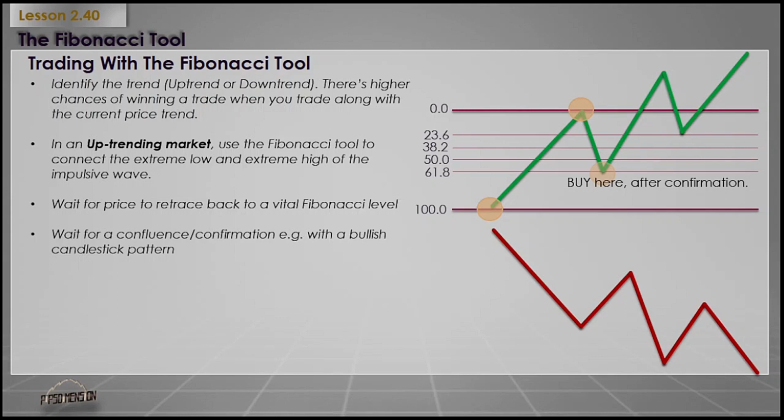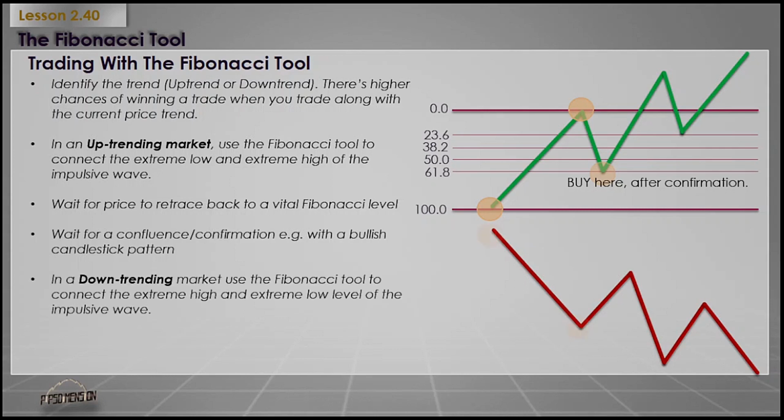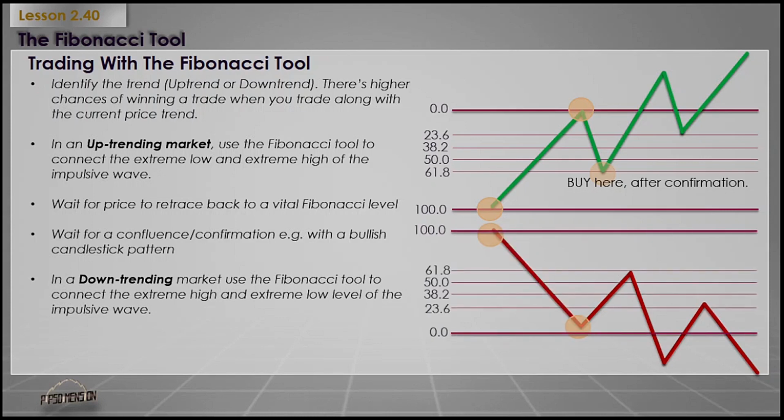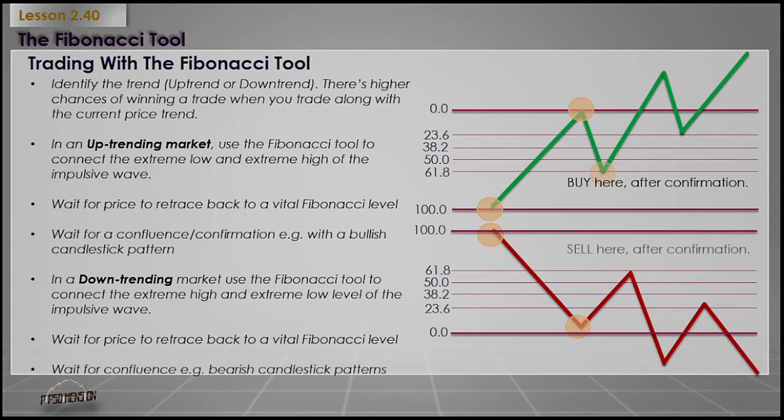Now let us look at how to apply the Fibonacci tool in trading in a downtrending market. It goes just like the uptrend, okay? But when you identify a downtrending market, what you need to do is to draw the Fibonacci tool to connect the extreme high and the extreme low. And after that, you wait for price to retrace back up to the vital level like the 61.8 level, 50 level, or the 38.2 level. Then you look out for the confluence with other factors like the bearish candlestick patterns.